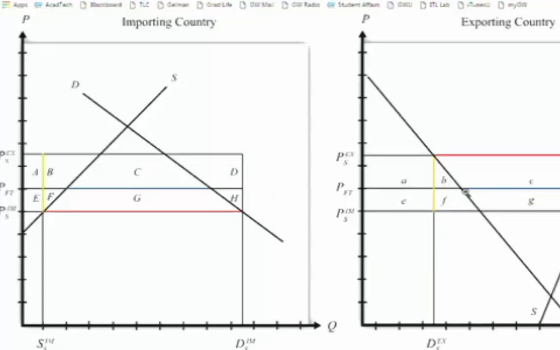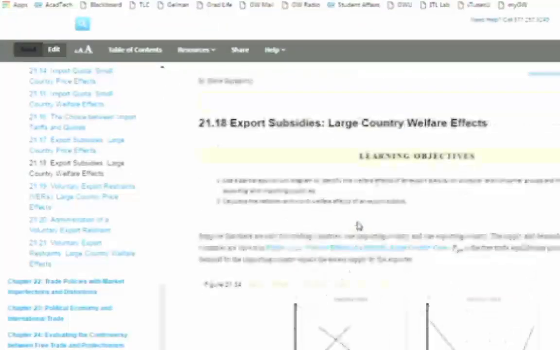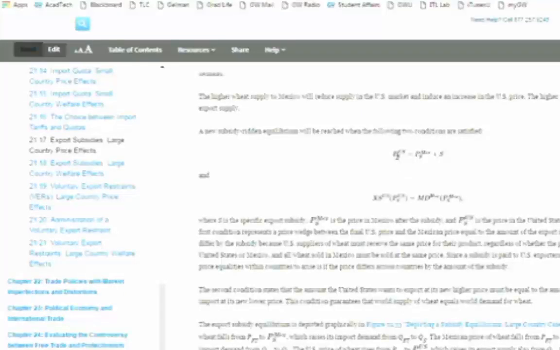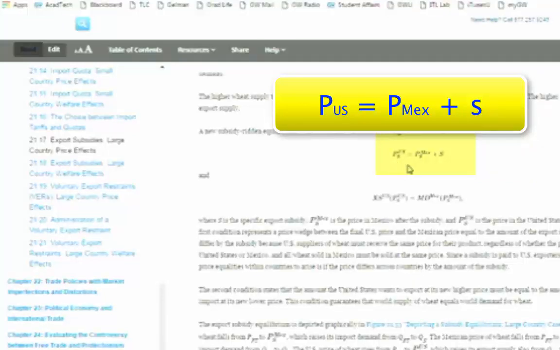So lower supply in the U.S. is going to force the price in the U.S. upward. Price in Mexico gets pushed down, price in the U.S. gets pushed up, right? Now, when we get to a new equilibrium, two conditions have to prevail. Number one, the price in the U.S. after the subsidy is imposed, I call it PUS sub S right here, has got to be equal to the price in Mexico after the subsidy is imposed by the U.S., I'm calling that PMEX sub S, plus the value of the subsidy per unit. So the Mexican price is lower, the U.S. price is higher, and the difference between the two is the value of the subsidy that's being provided.